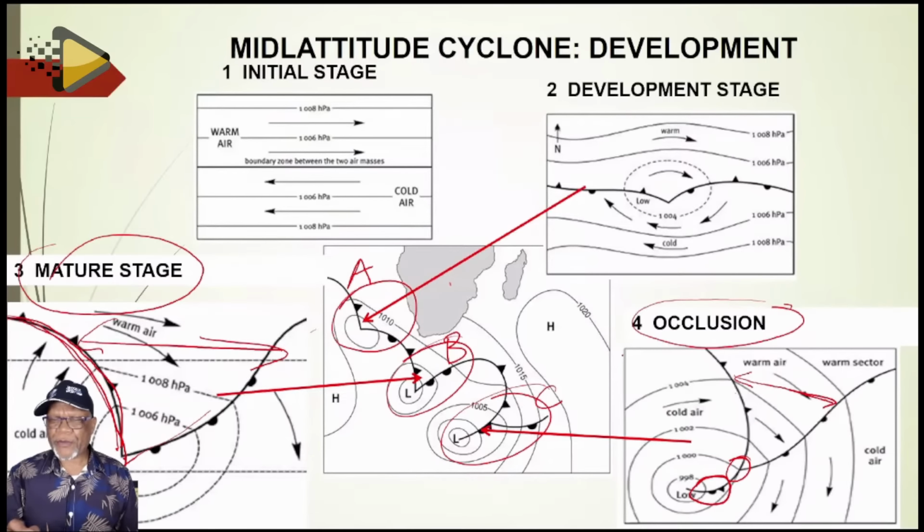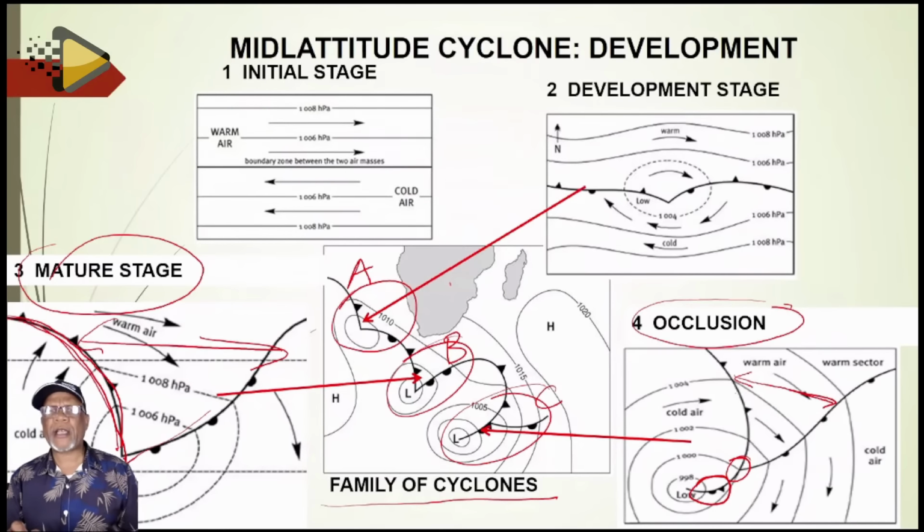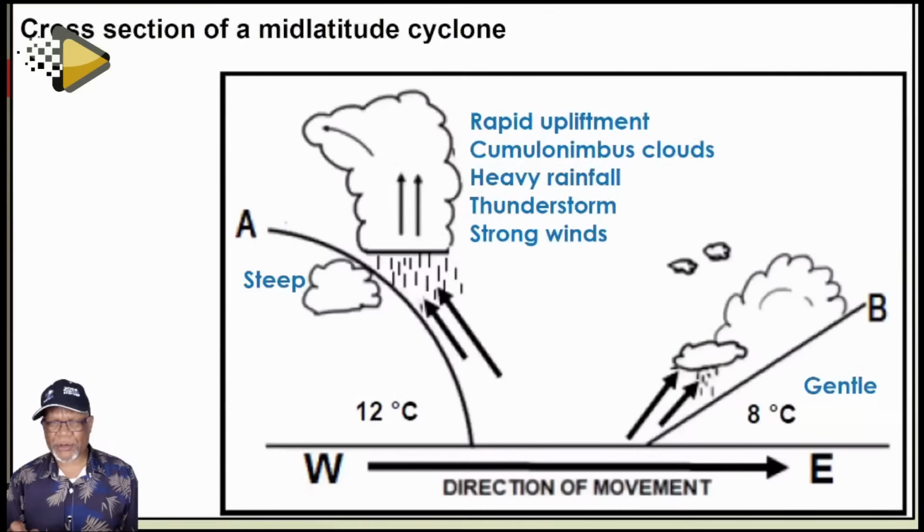So this is now three mid-latitude cyclones together. What do we call the group of cyclones that occur together? We call it a family of cyclones. So we have 1, 2, 3 cyclones occurring together. What do you call it? A family of cyclones. Now, let's look at this diagram here.